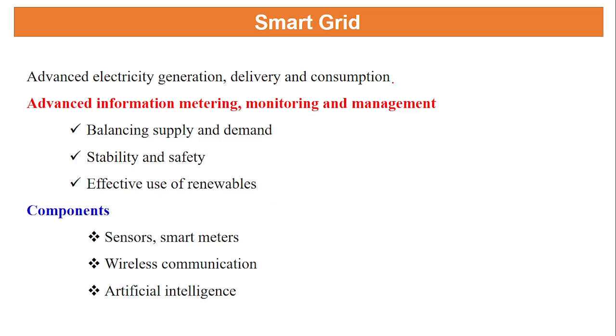Why smart grid? Here there is advanced electricity generation and advanced information metering, monitoring and management, because supply and demand have to be balanced, and we need to ensure the stability and the safety of the system. Another advantage is that we are able to make use of renewable energy sources. Next, what are the components required to upgrade the conventional grid into a smart grid? We need sensors and smart meters, and all the sensors and smart meters are interconnected through wireless communication. Next, we need artificial intelligence and data science to accumulate the data and predict future results.